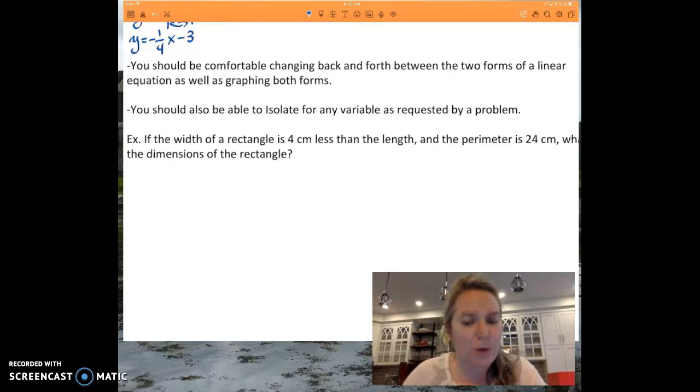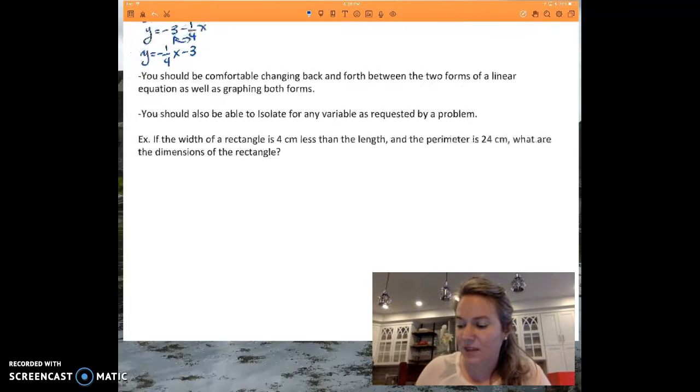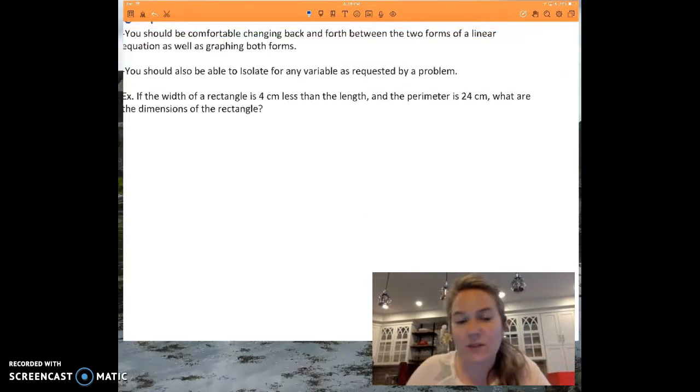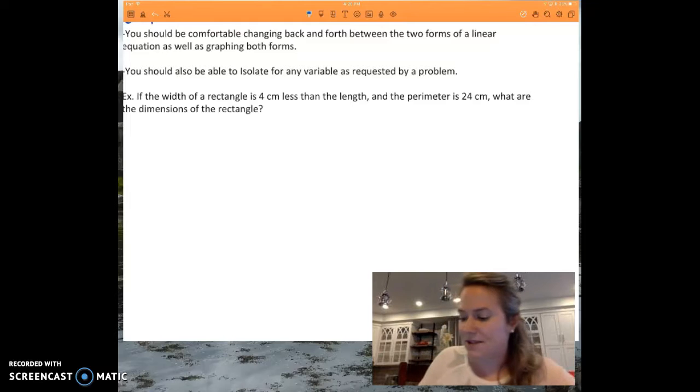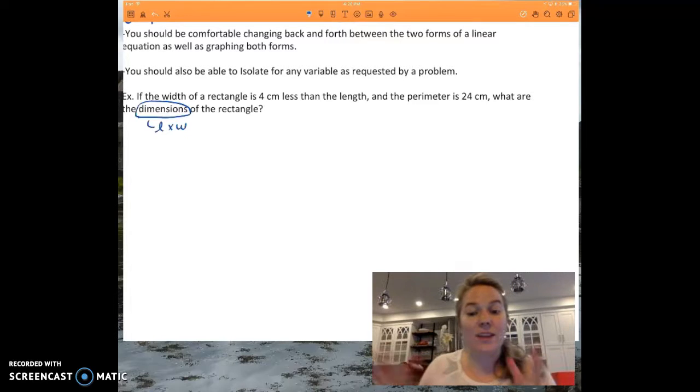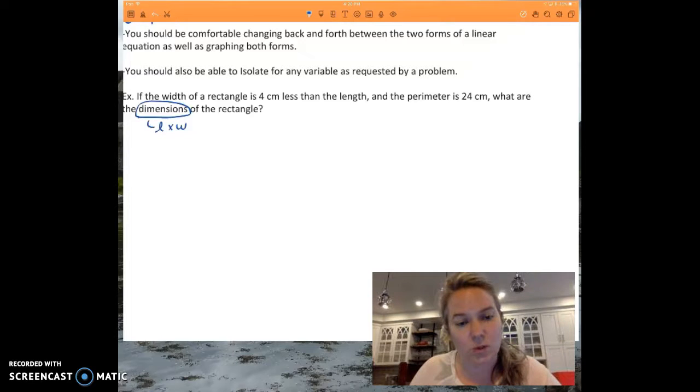So let's try a word problem that specifically targets this skill. If the width of a rectangle is 4 centimeters less than the length, and the perimeter is 24 centimeters, what are the dimensions of the rectangle? So dimensions, when you're asked for dimensions, it wants to know length by width. It doesn't want the area of the rectangle. It wants to know what is the length and what is the width. So that's the answer we're looking for.